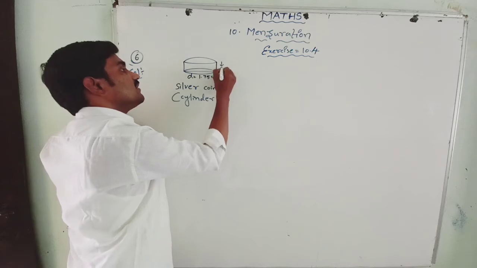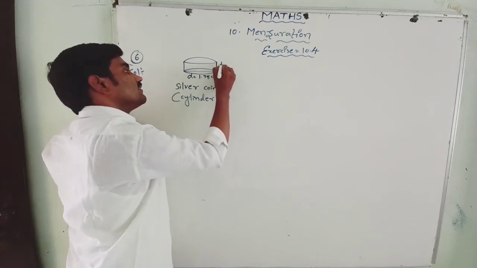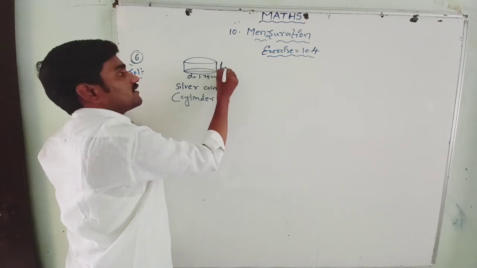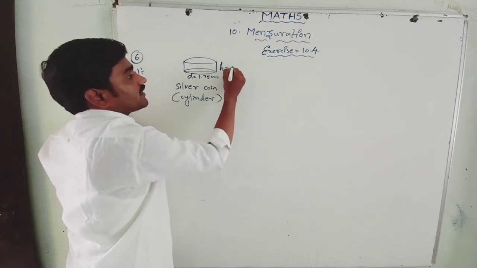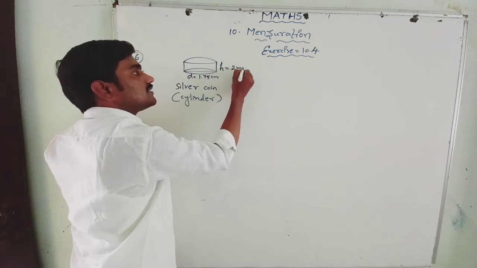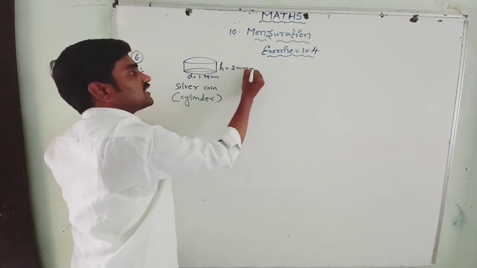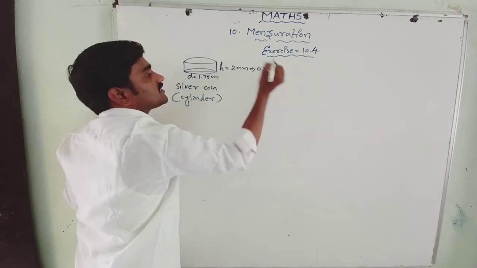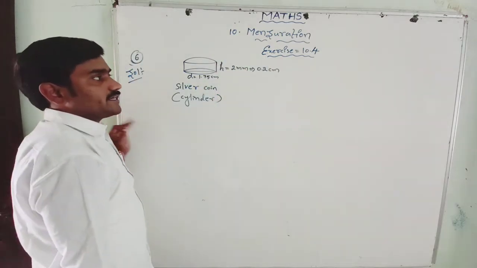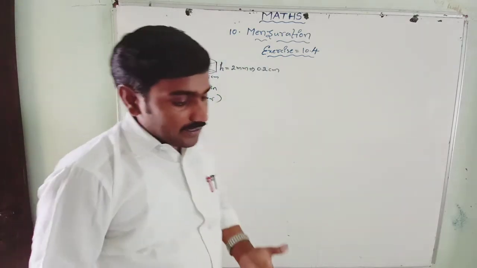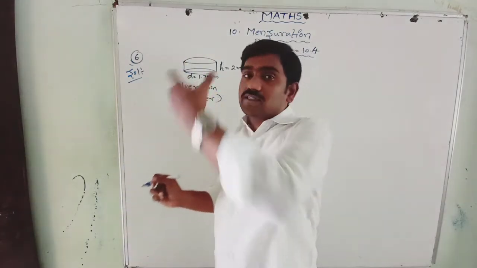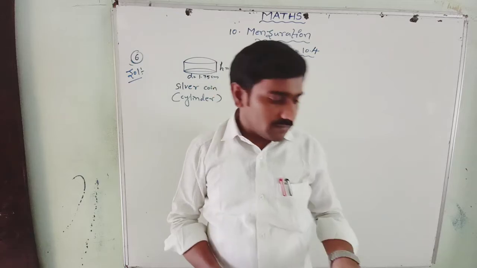Here the thickness is nothing but height. The height here is 2 millimeters, which is nothing but 0.2 centimeters. Millimeters ని centimeters లోకి కన్వర్ట్ చేస్తున్నాం. ఓకే, అలాంటి ఎన్ని సిల్వర్ కాయిన్స్ అవసరం ఉంటాయి? ఇలాంటివి ఎన్ని సిల్వర్ కాయిన్స్ అవసరం ఉంటాయి? దేనికోసం అవసరం ఉంటాయి చూద్దాం.